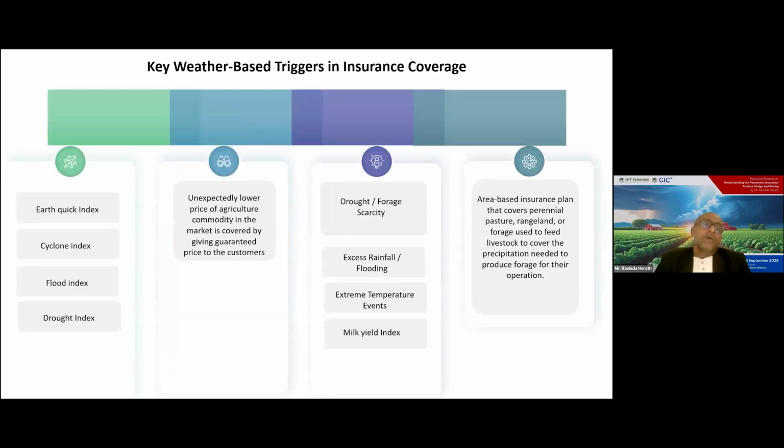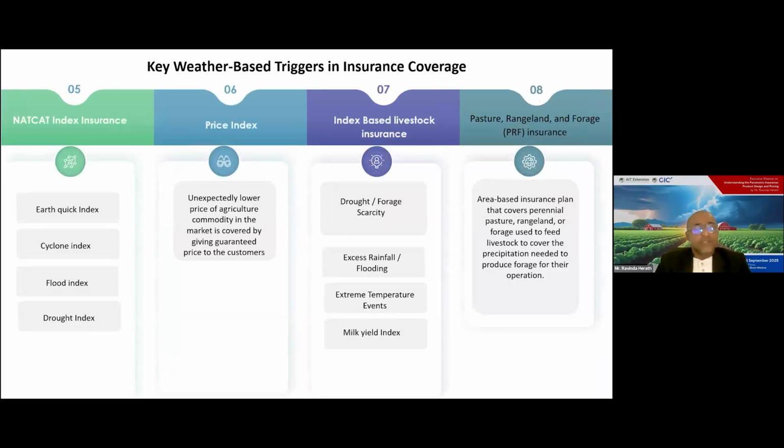When we talk about the NatCat index insurance, there are many indexes also available, like earthquake index and cyclone index and flood index and also drought index. This can be used mainly by the reinsurer, but insurers are also using this, right? But the price index is a challenging one, but it can also be developed. The unexpected drop in the price in the market for the commodities or the product, the yield, harvest from the farmers, the unexpected losses. So this price index provides the guaranteed price for the customers.